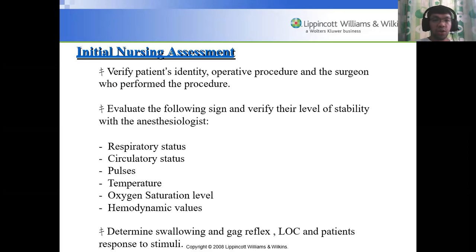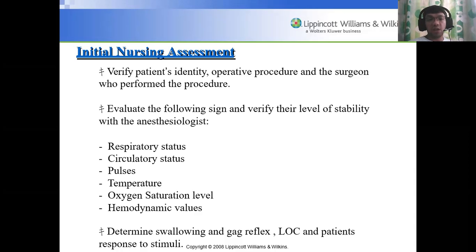So one of our initial nursing assessments is to verify the patient's identity, the operative procedure, and the surgeon who performed the procedure on the patient once they are already in the RR or the PACU. And we need to evaluate the following signs and verify their level of stability with the anesthesiologist, such as the respiratory status, circulatory status, pulses, temperature, the oxygen saturation level, and the hemodynamic values. That's why in the recovery room, we need to monitor the patient's vital signs post-operatively in order to assess these things.